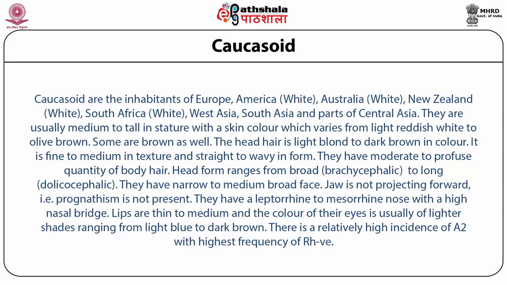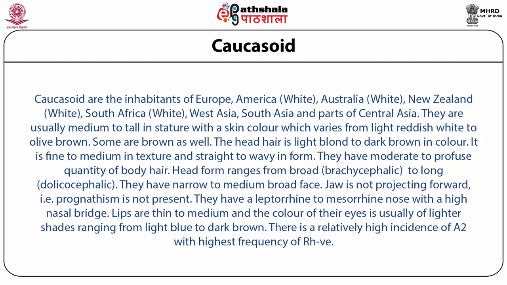Caucasoids. Caucasoids are inhabitants of Europe, America, Australia, New Zealand, South Africa, West Asia, South Asia, and part of Central Asia. They are mainly indicated by American Indians, American, white Australian, white New Zealandian, white South African, and so on. They are usually medium to tall in stature with a skin color which varies from light reddish white to olive brown. Some are brown as well.